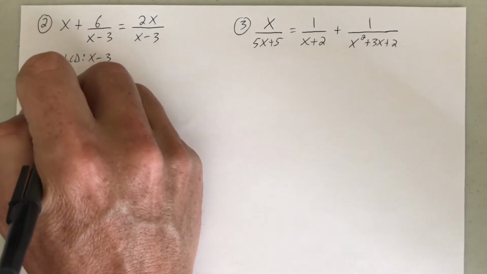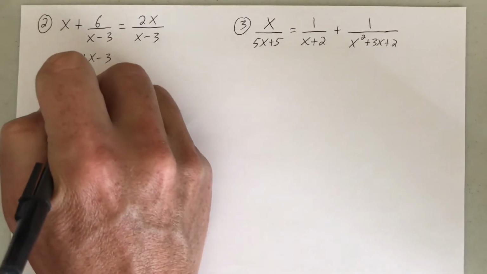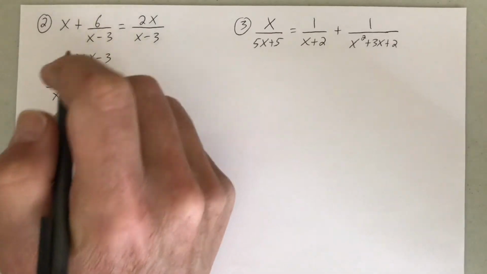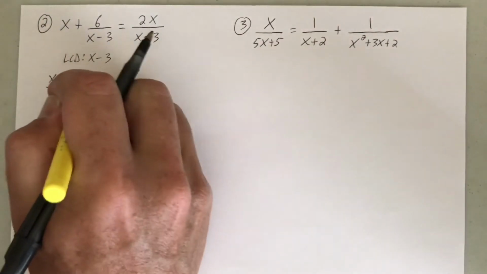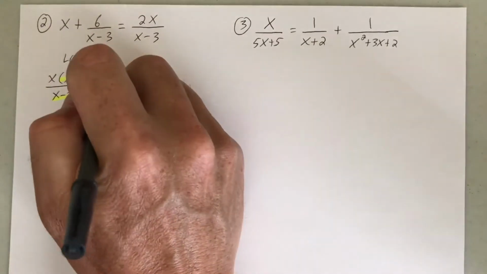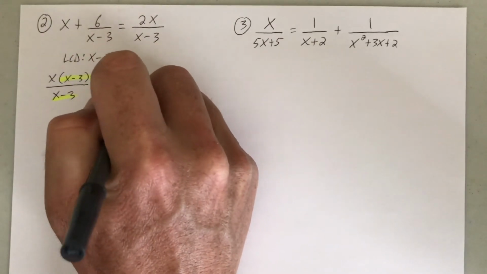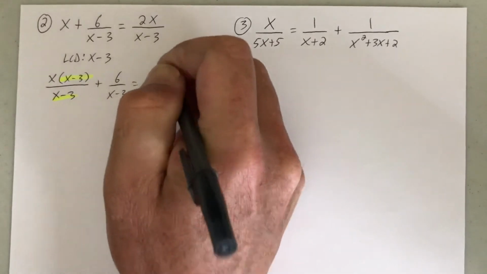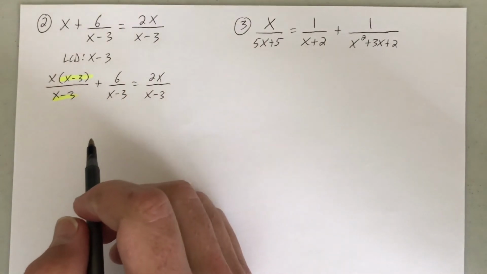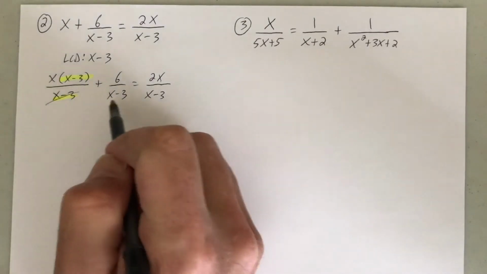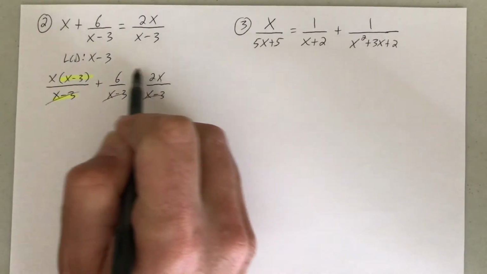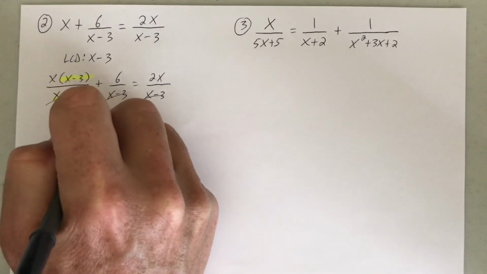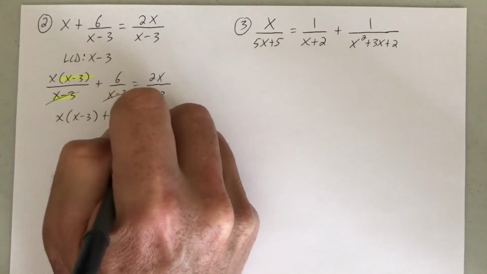So in the first fraction, we just need to multiply by x minus 3, and x minus 3 here. So just correcting for that. And then everything else we can just write because it already has the least common denominator. So now once we do that, we can get rid of our denominators and just use the numerators here as the equation that we're going to solve. So that's going to give me x times x minus 3 plus 6 is equal to 2x.